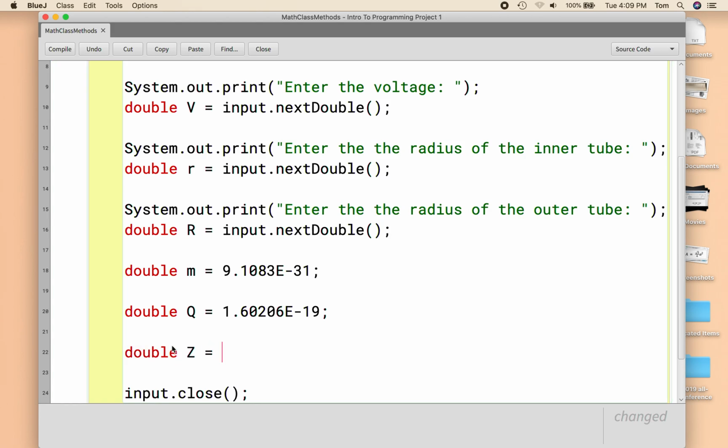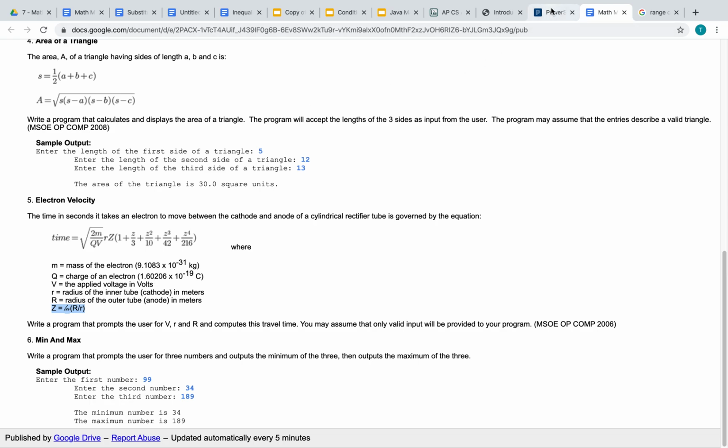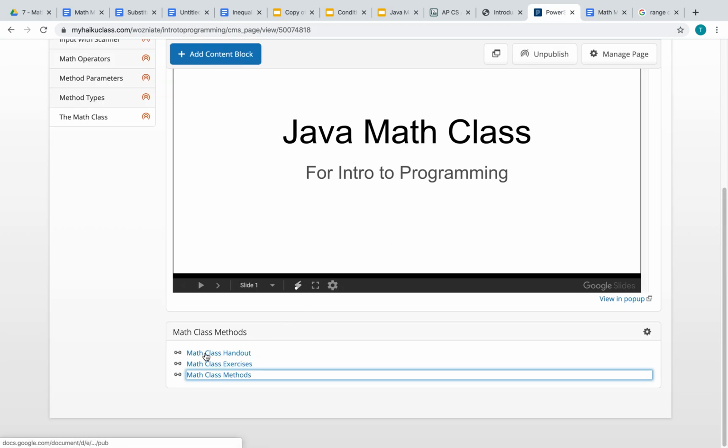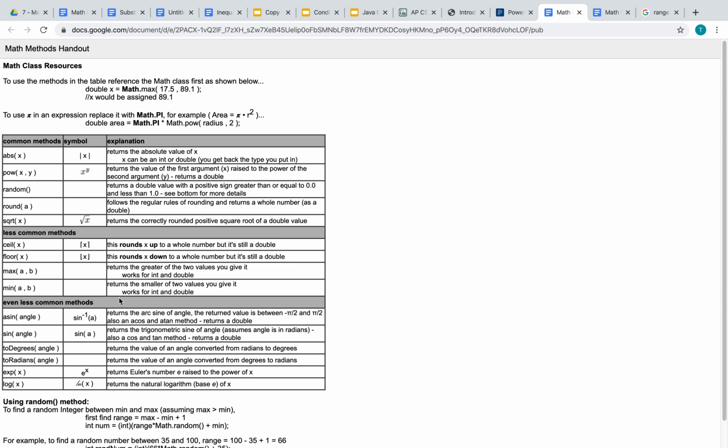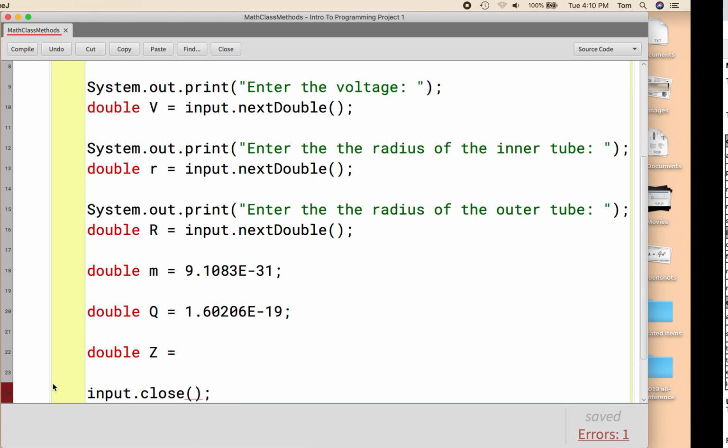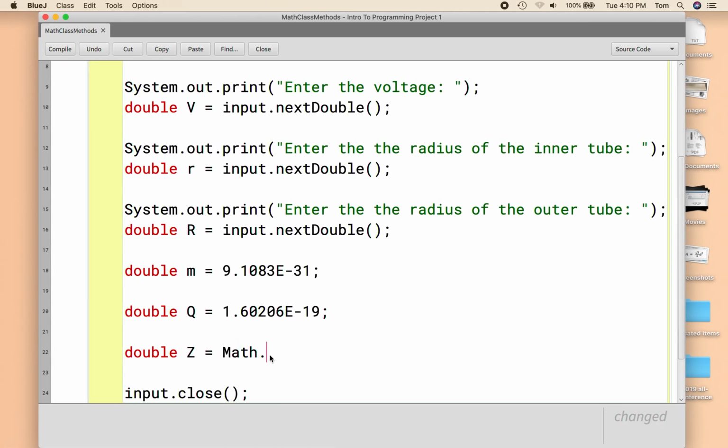Z is the natural log, and if you look at your list of methods, which is in the math class handout, we can see that it returns the natural logarithm. It is down here, so that's math.log. So I'm going to go ahead and go math.log, and then in here we're going to go r divided by r. You don't need all those spaces in there. I'm just doing that so you can read it a little bit better.